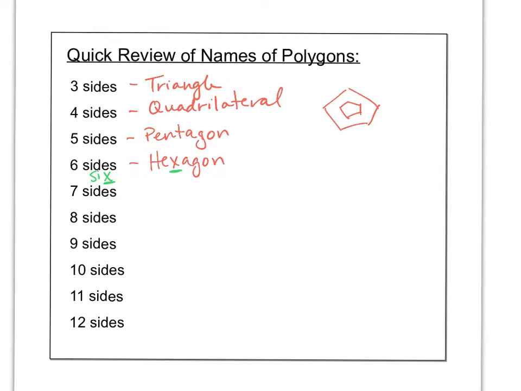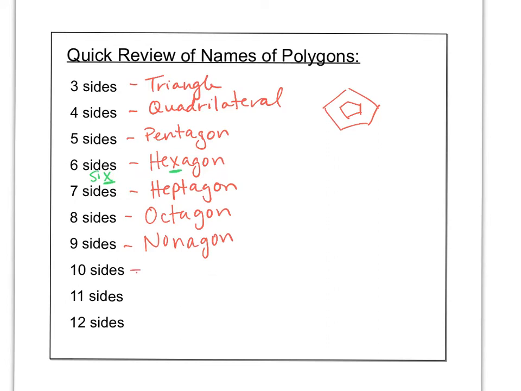7 sides, you might have forgotten this one. It's heptagon. For some reason, that's a hard one to remember. 8, most people remember it's an octagon. Like an octopus has 8 legs, an octagon has 8 sides. 9 is nonagon. Sort of looks like 9, but it's non.